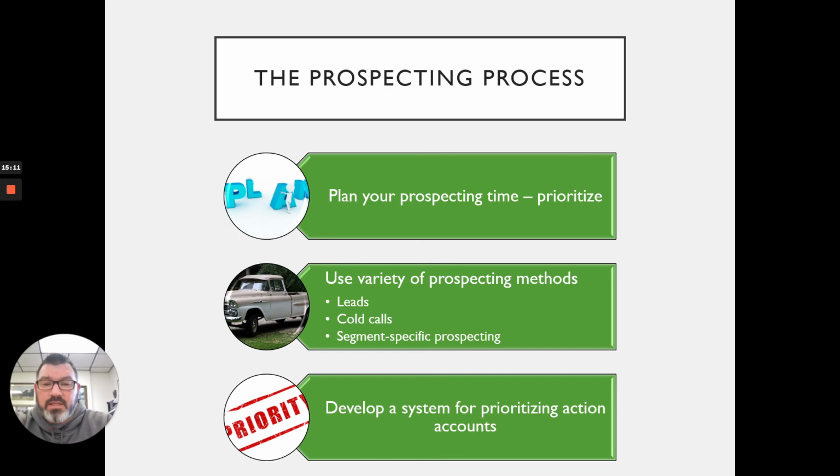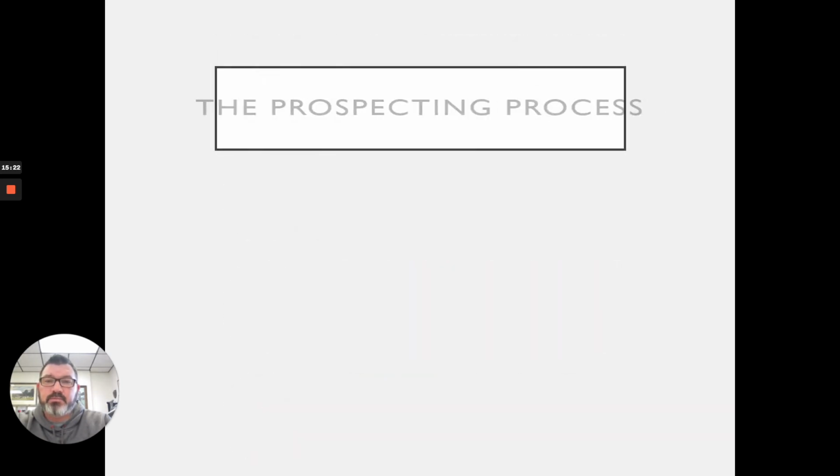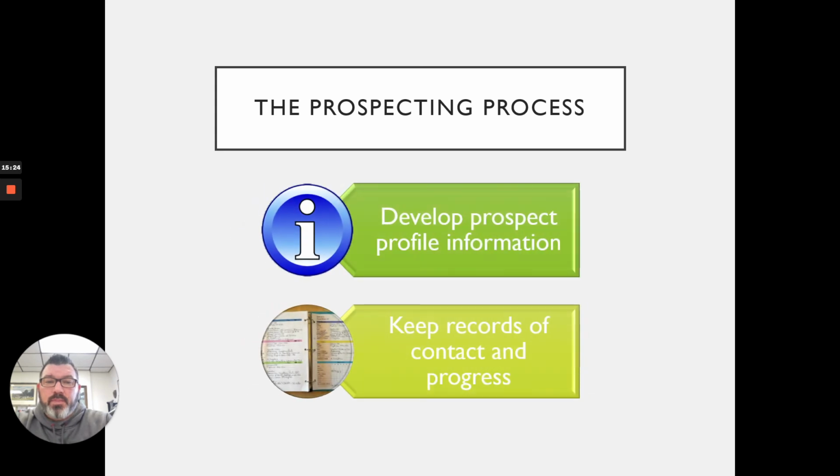And then develop a system for prioritizing action with accounts. How do you move from one step to the next, and how do you keep organized with where you are with each of your prospects? Take very, very good notes. Develop a good profile information system, and these are all very personal records that you're going to keep on contact and progress.